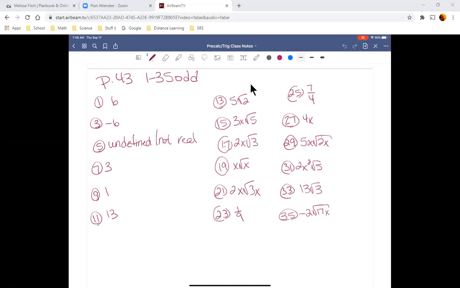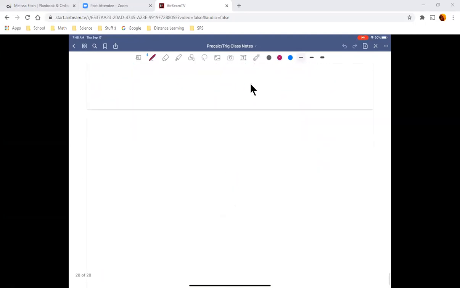So I got a couple questions on a couple of them. So let's go through them. So number 5, we have the square root of negative 36.